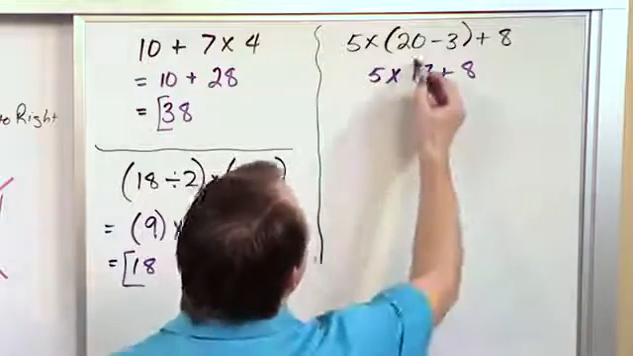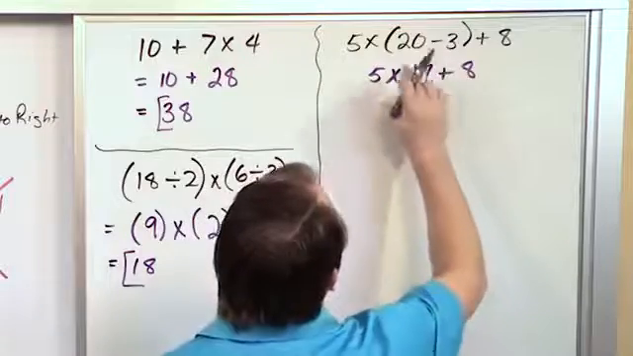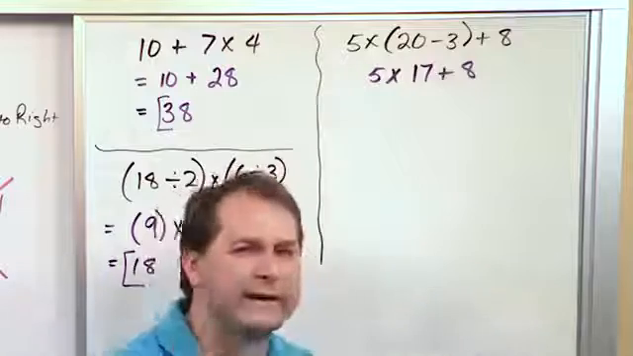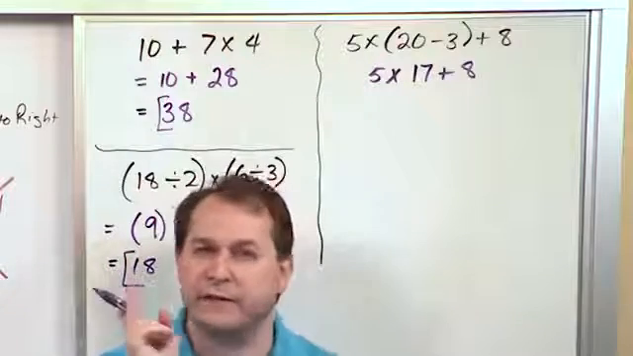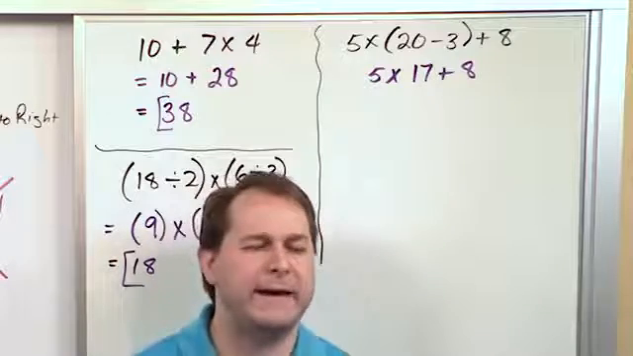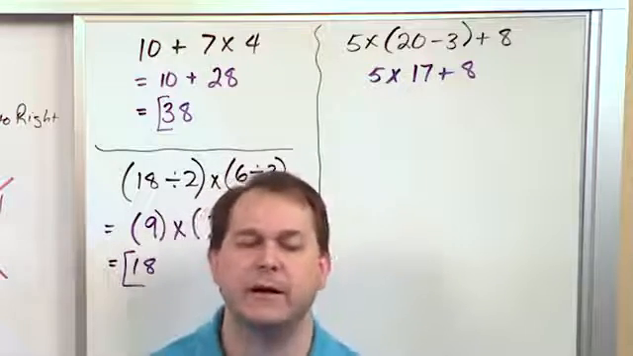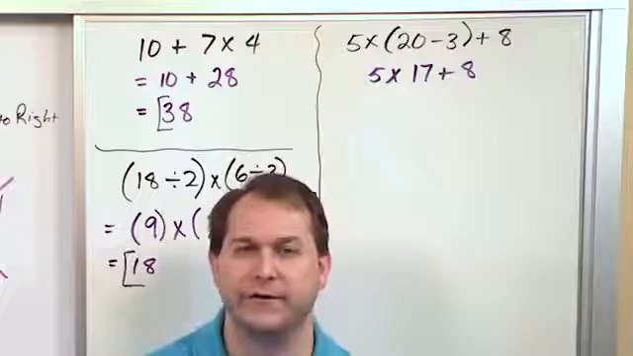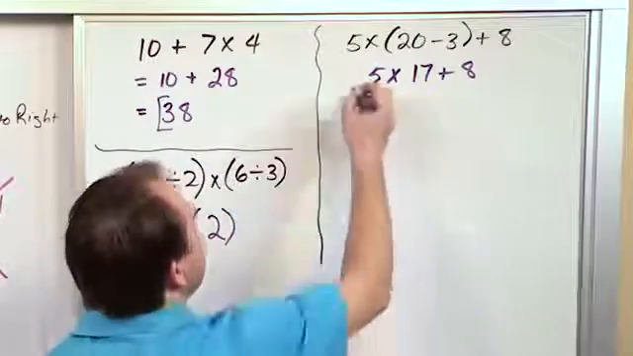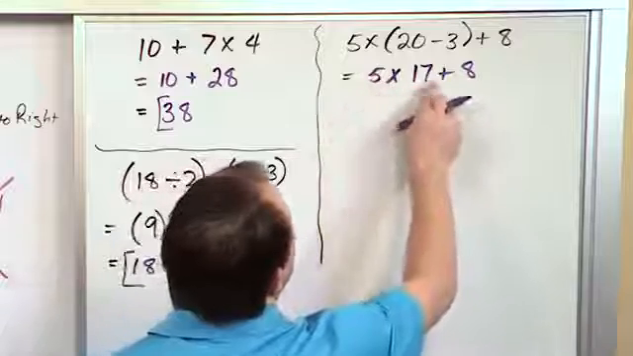Now I could put a parentheses around 17 because there were parentheses here, but once I've solved everything inside of the parentheses, and there's just one number left from that, I can drop the parentheses. The parentheses really only make any sense when there's multiple things happening because you're trying to group operations. Once you've done it all, then you can just drop it. So what we have now is 5 times 17 plus 8.